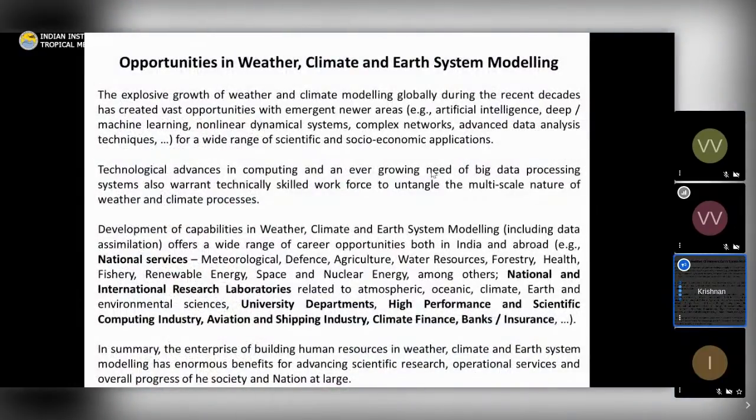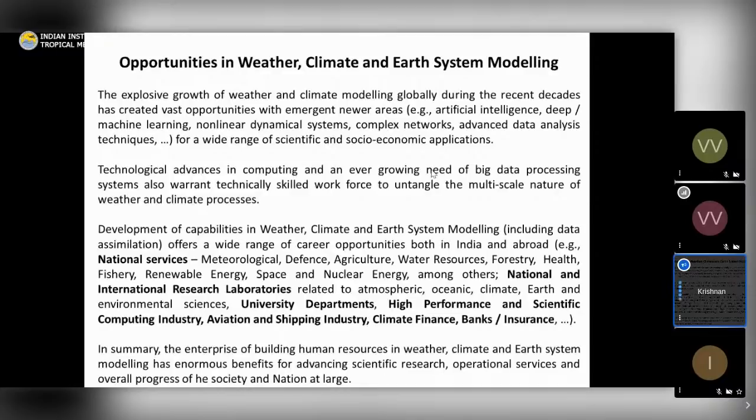So there are several opportunities in weather, climate, and modeling. There's explosive growth in weather and climate modeling, and also in understanding machine learning, nonlinear dynamical systems, and complex networks. This can be used for a wide range of scientific and socio-economic applications. Technological advances in computing and big data are also becoming important. They need a technically skilled workforce to untangle the multi-scale nature of weather and climate processes. There has been a huge development of capabilities in weather, and augmenting and enhancing it is very important. There are several career options: meteorological, defense, agriculture, water resources, various national and international research labs, universities, departments, HPC, industry, aviation, and so on.